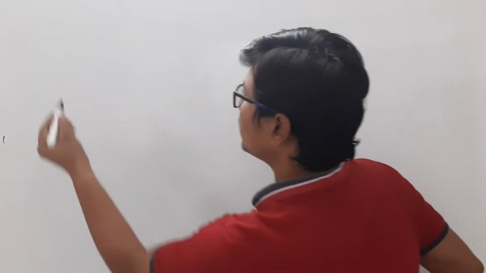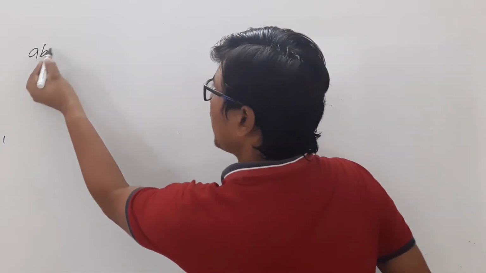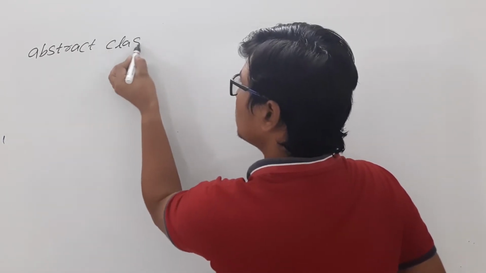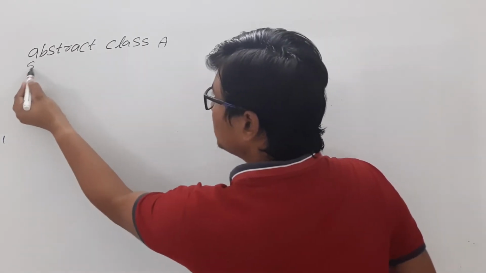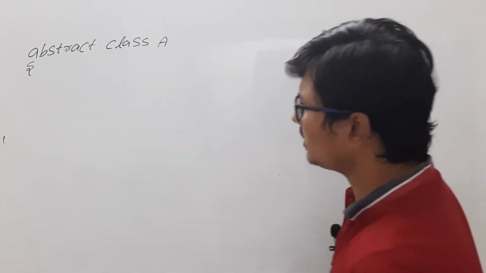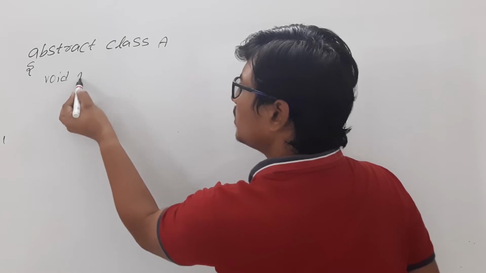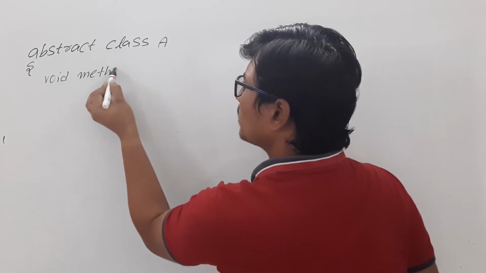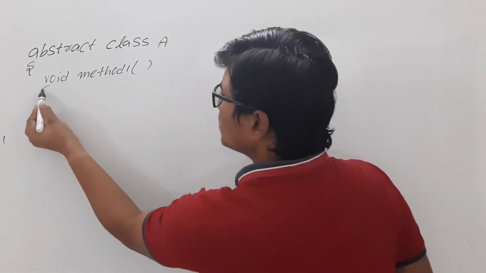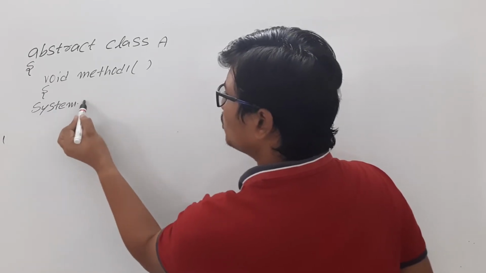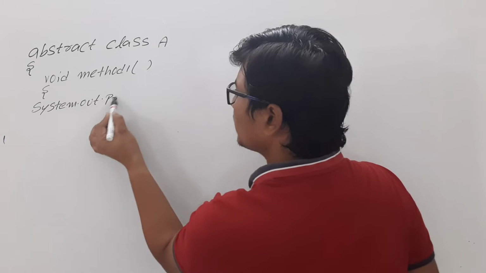Now let me write a class A, abstract class A. Now in this abstract class, I can have some concrete methods. Suppose let's take that I'm writing void method1, and in this method I can display a statement like System.out.println.